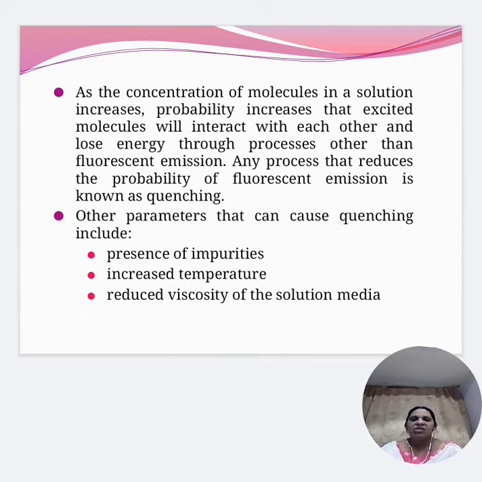Other parameters that can cause quenching include presence of impurities, increased temperature, or reduced viscosity of the solution media. So these are the properties which affect the fluorescent emission intensity when the concentration of the sample is increased. As shown in the graph, up to a certain level it increases linearly, and once it reaches some peak value, the fluorescent intensity begins to decrease, and as the concentration goes on increasing, the fluorescent emission intensity is reduced. This may be due to the presence of impurities, increased temperature, or reduced viscosity of the solution.